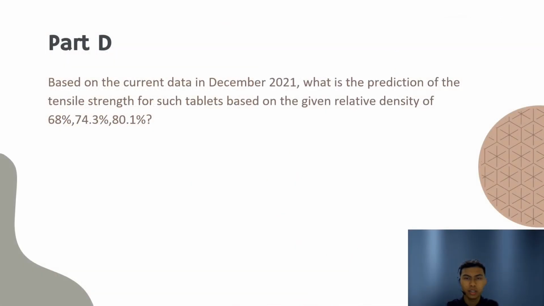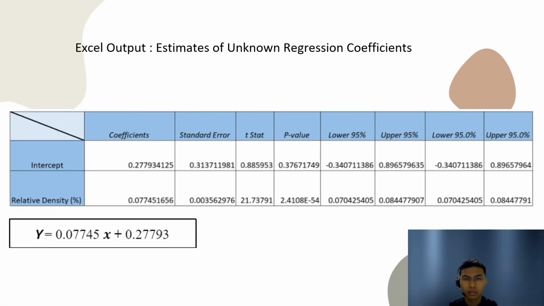The current data in December 2021, what is the prediction of the tensile strength for such tablet based on the given relative density? From this figure, we can obtain the information of the estimates of A and B, which are represented by the rows for intercept and relative density. Therefore, our A is 0.27793 and B is 0.07445.